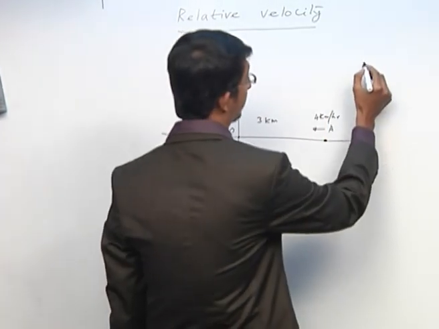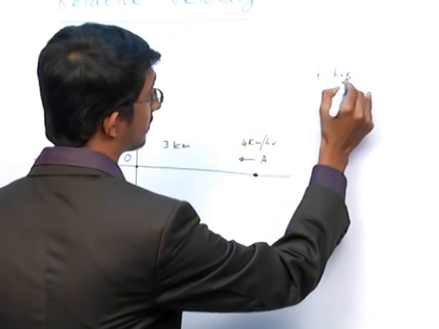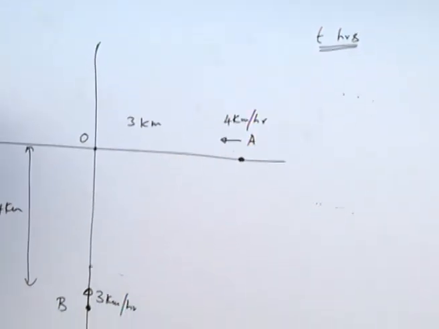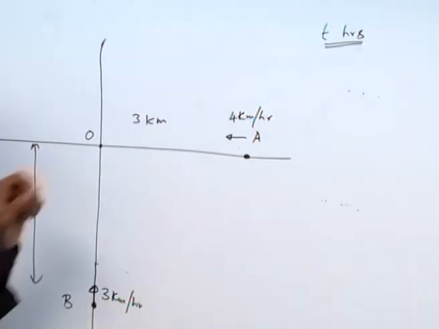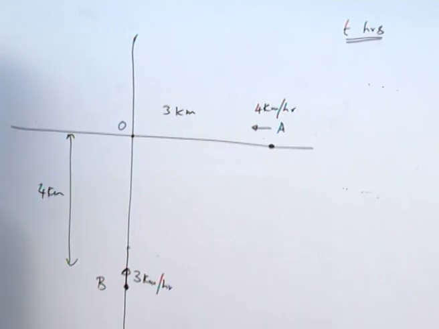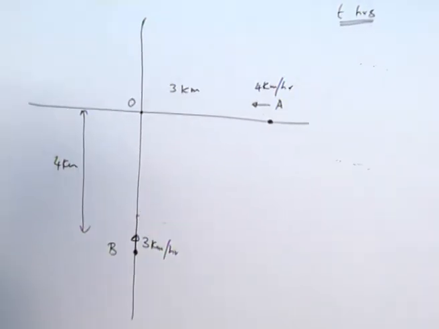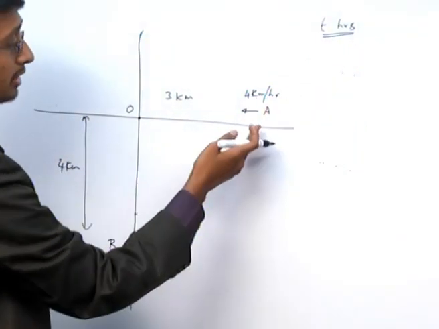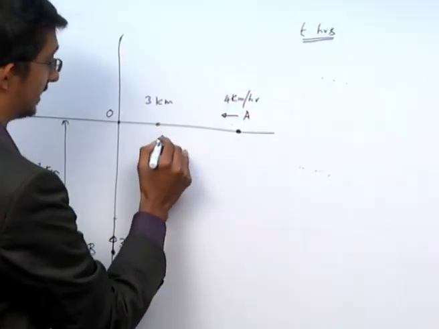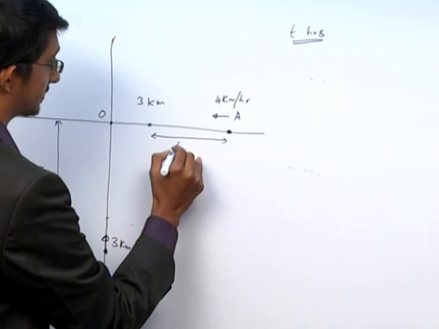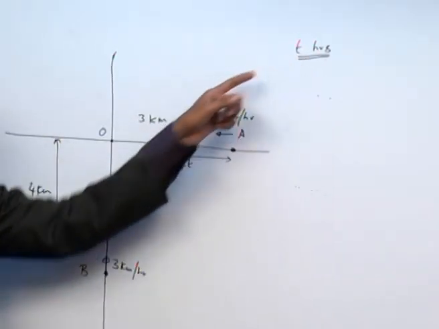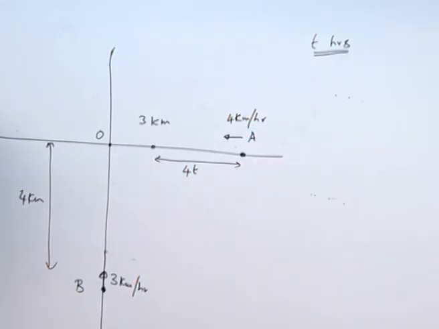Let us say after t hours, they are close to each other. A traveled for t hours, he is somewhere, B also traveled for t hours, he is somewhere else. Let us say at that moment, the separation between them is closest. In t hours, A would have traveled a distance of 4t. So, he would have come, let us say, up till here. This distance is 4t. After all, he is traveling with 4 km/h. In t hours, he would have traveled 4t kilometers.